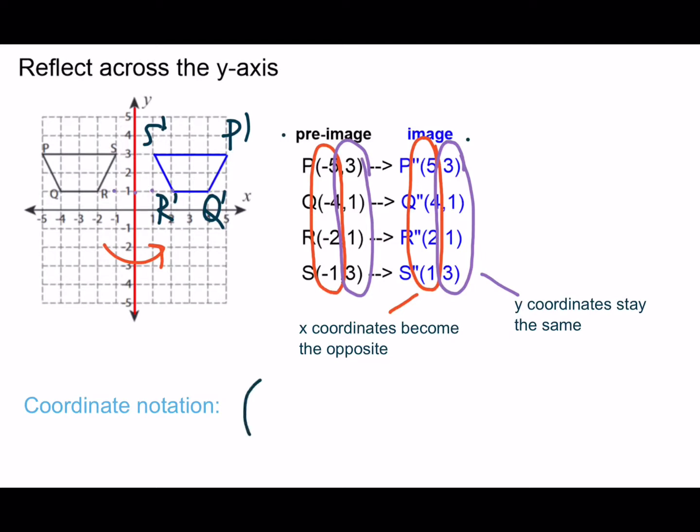All right, so again, we start with your original x comma y. It is going to become new coordinates. What are those new coordinates? Let's look at your x. X becomes the opposite. And to represent that, it is going to be negative x, comma, y stays the same. So y is just going to be y. And there's your coordinate notation for reflection across the y-axis.